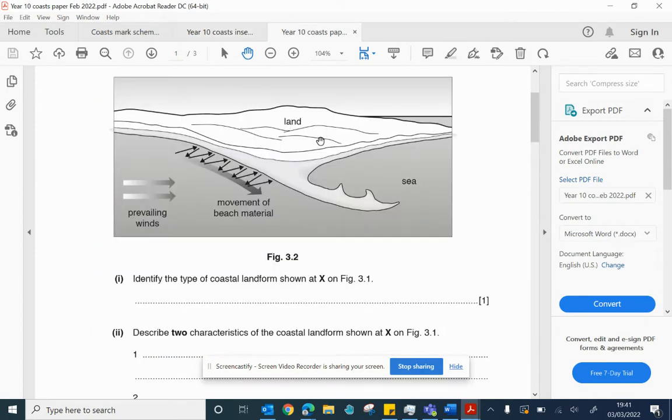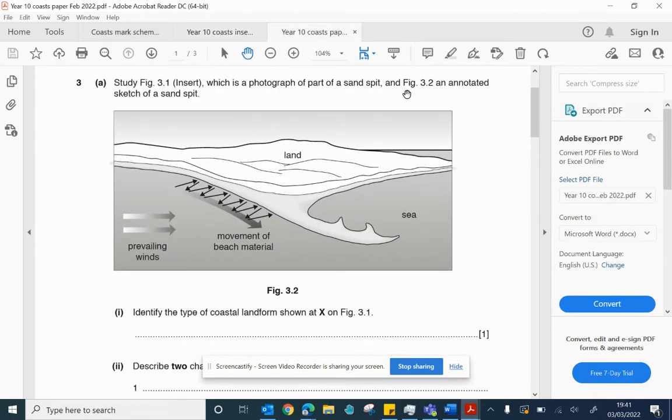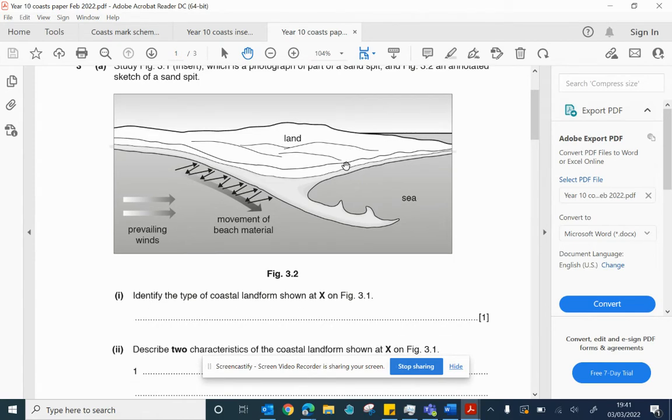Okay. Right. So going back here, it did ask you to study figure 3.2 as well. And what we have with 3.2 is an annotated sketch of a sand spit. So we can see here we've got prevailing wind direction. We've got the movement of beach material. We've got this zigzag motion. And then we've got the spit there. And then we've got the land. Okay. So let's go on to the next question anyway.